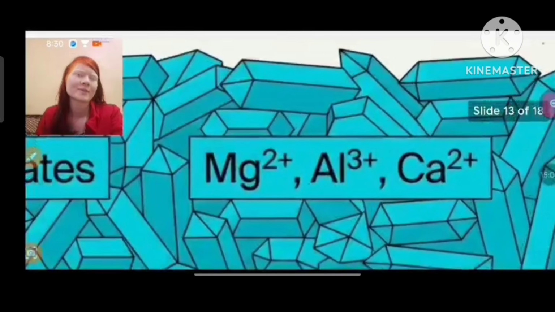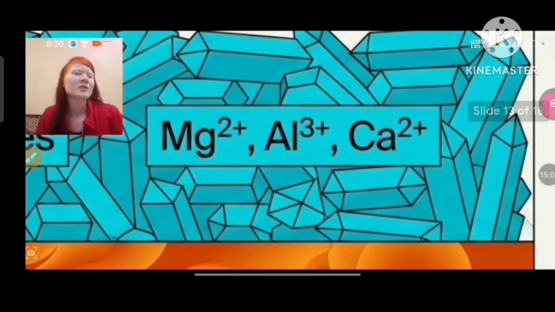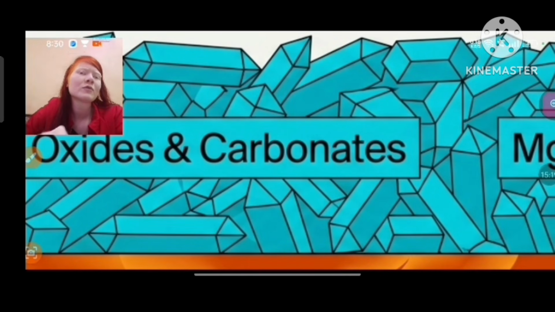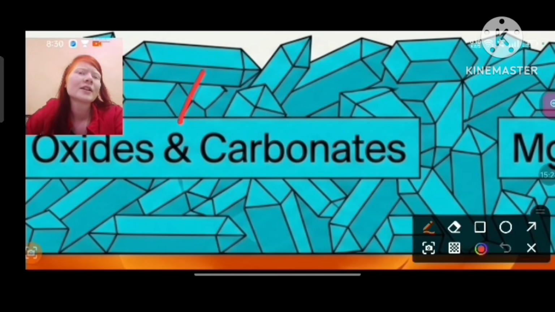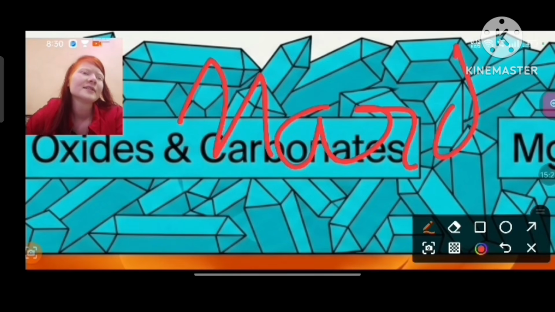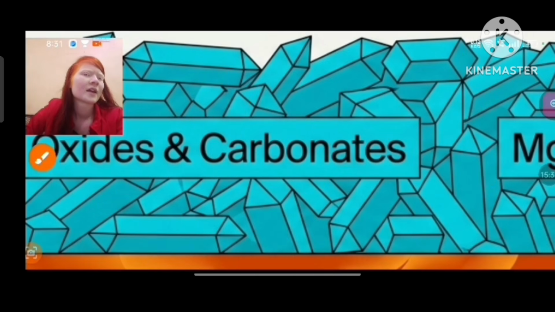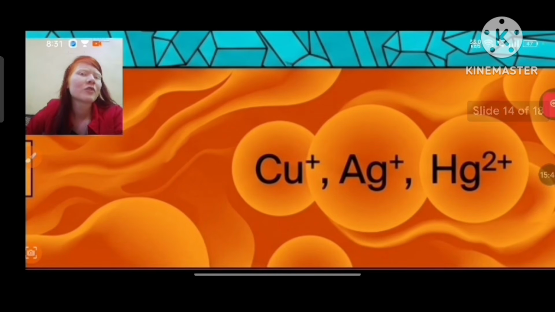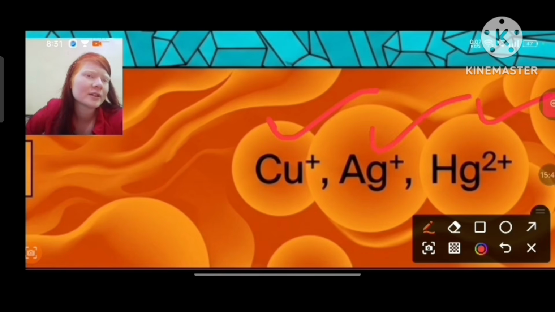The next application is geochemical distribution. Look at this: Mg2+, Al3+ and Ca2+. Why are these always present in oxide and carbonate forms? Why not in sulfide forms? The answer is because they are hard. They are the hard acids and these are the hard bases. Similarly, here you can see the sulfides. They are present in the form of sulfides, like Hg2+, Hg+, Cu+.